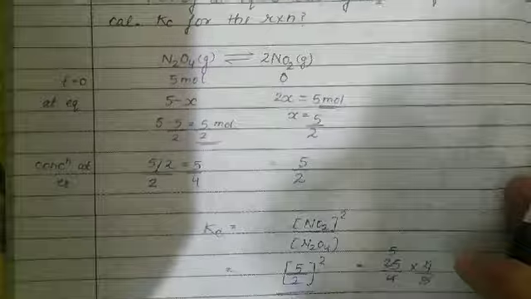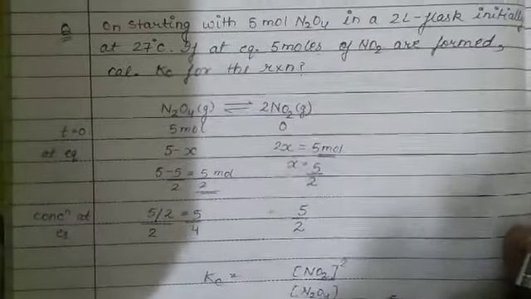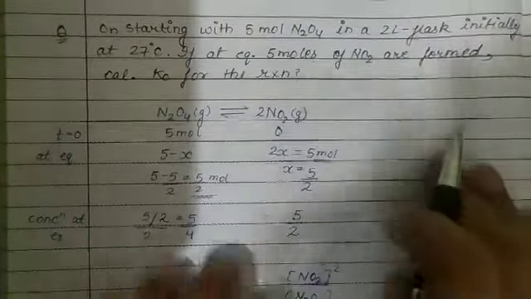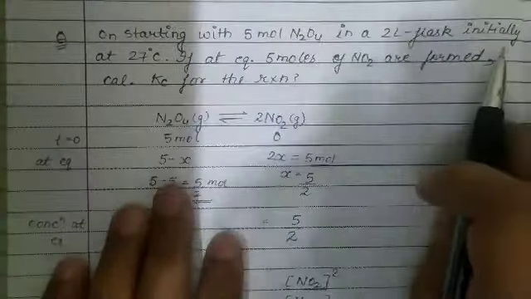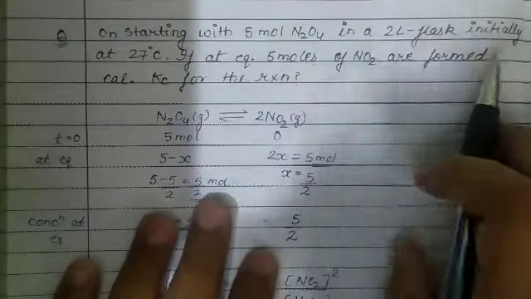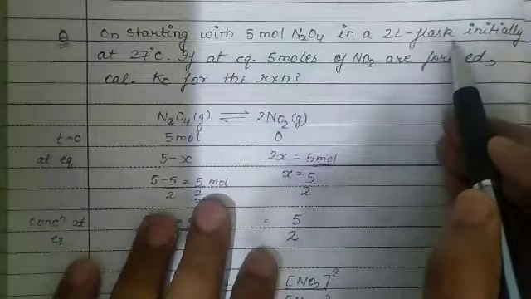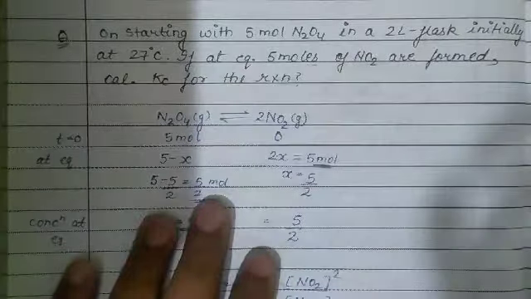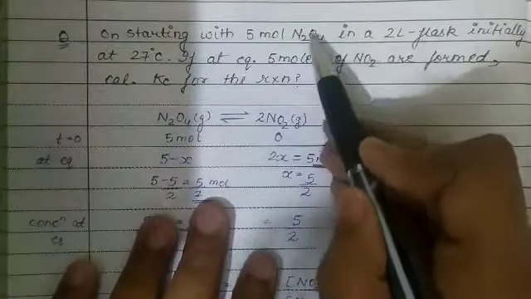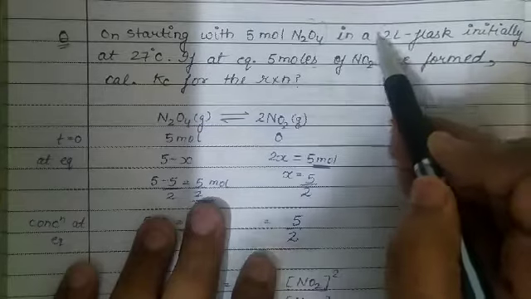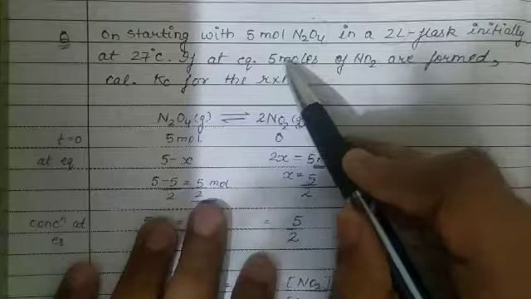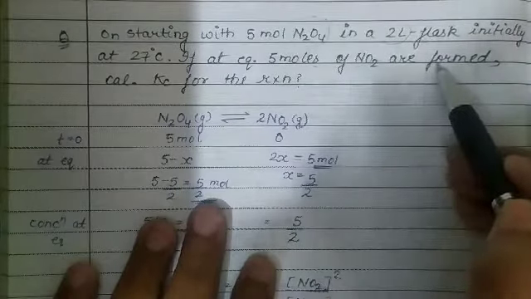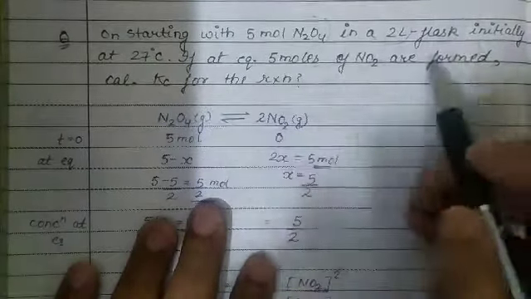See, the next question is on starting with 5 mole N2O4 in a 2 liter flask initially at 27 degrees Celsius. So basically initial moles of N2O4 are given and volume of flask is also given, 2 liter. If at equilibrium 5 moles of NO2 are produced, then we have to find the Kc for this reaction.